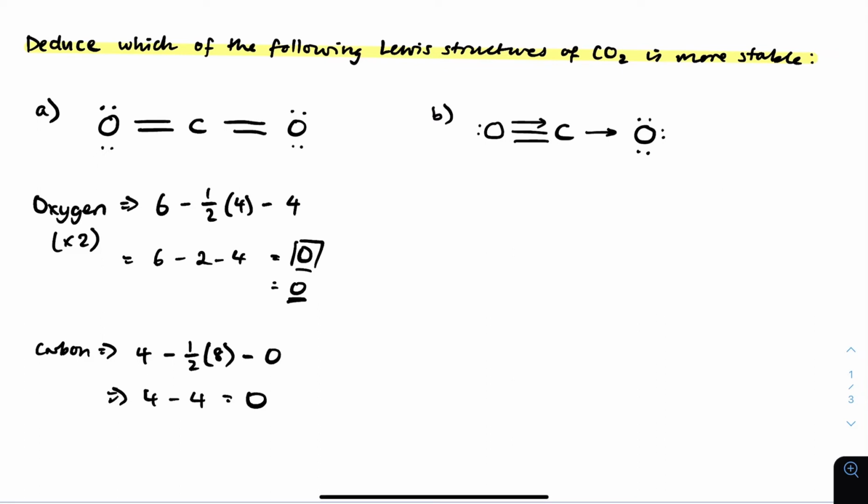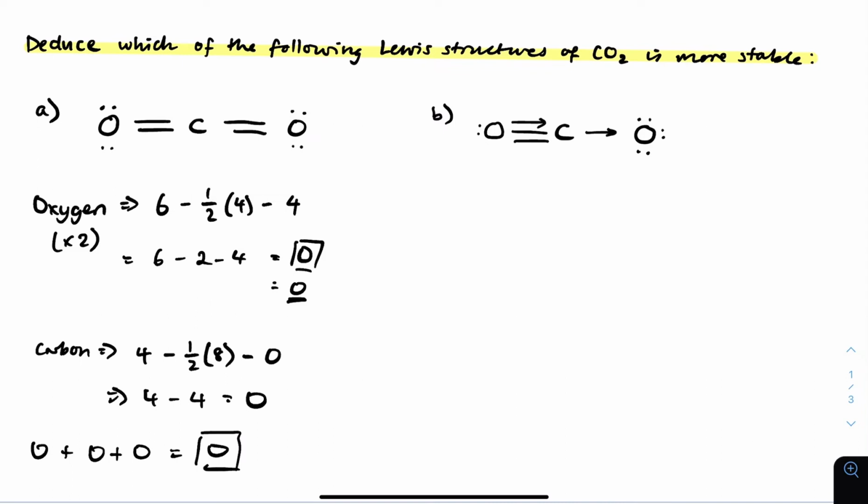So the total is 0 for the first oxygen, plus 0 for the carbon, plus 0 for the second oxygen, which is equal to 0. So already we can see that this molecule is very, very stable because the formal charge is very, very close to 0. We can almost be certain that this is going to be the more stable structure, but we should confirm with our other one, just to show you that it works.